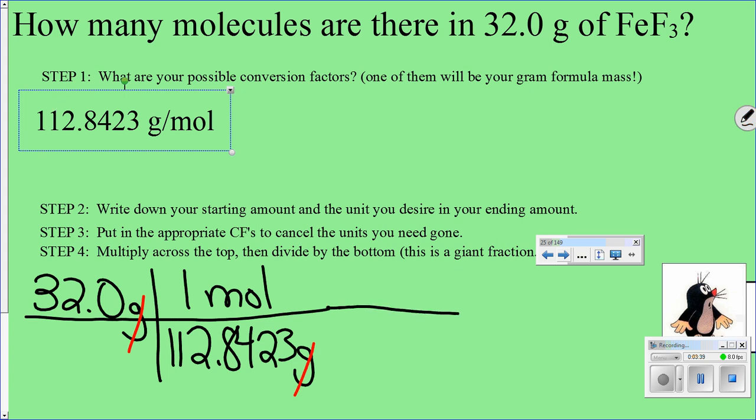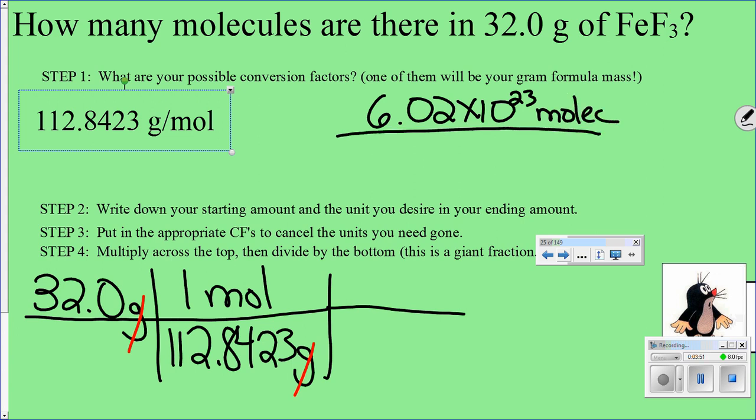Now, the next thing I need to get rid of is moles. So I think about my possible conversion factors. I need moles on the bottom. So if I think about that 6.02 times 10 to the 23rd relationship, I'm going to need to have molecules on top. And it is important to either write out the word molecule or at least put that C on the end.